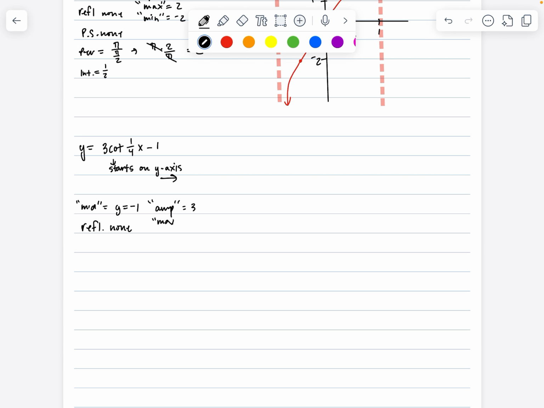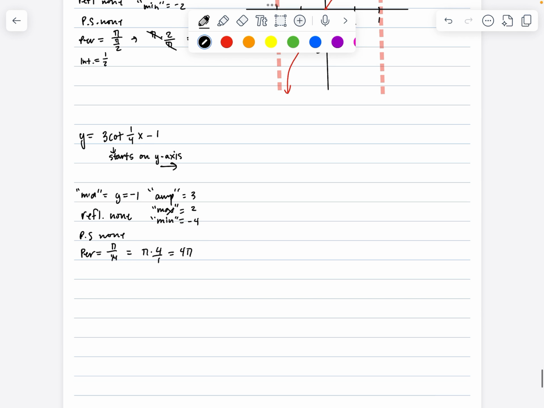Our fake max and our fake minimum will be 2 and negative 4. Phase shift, none. Our period is going to be pi divided by 1/4, which is the same as pi times 4 over 1, which is 4 pi. Then we have the interval length. 4 pi divided by 4 is just pi. And now we could graph.